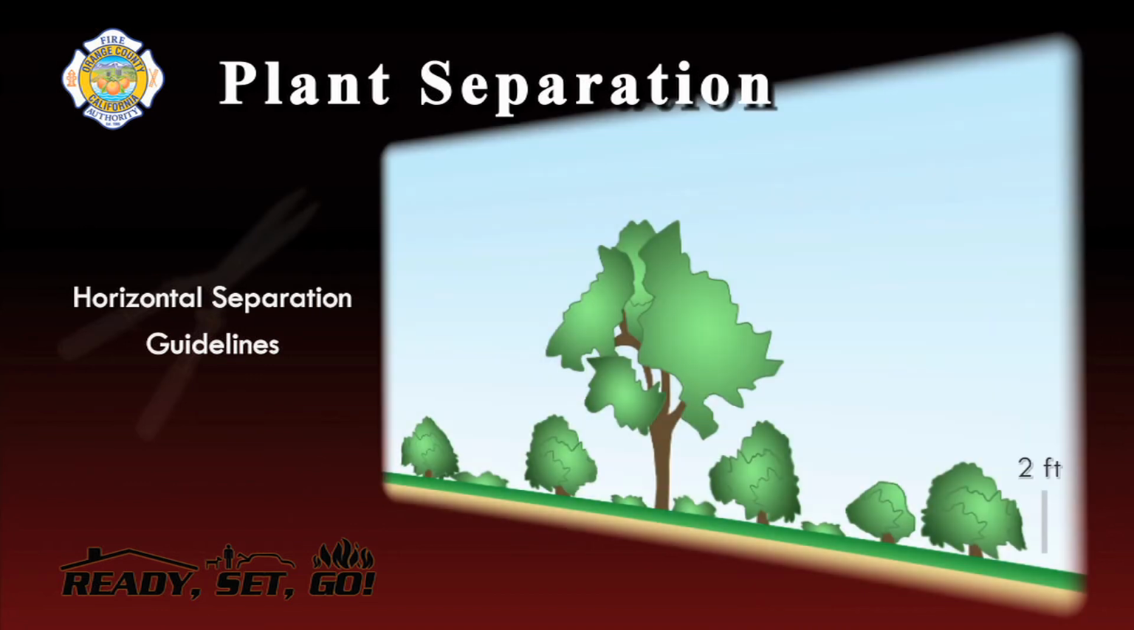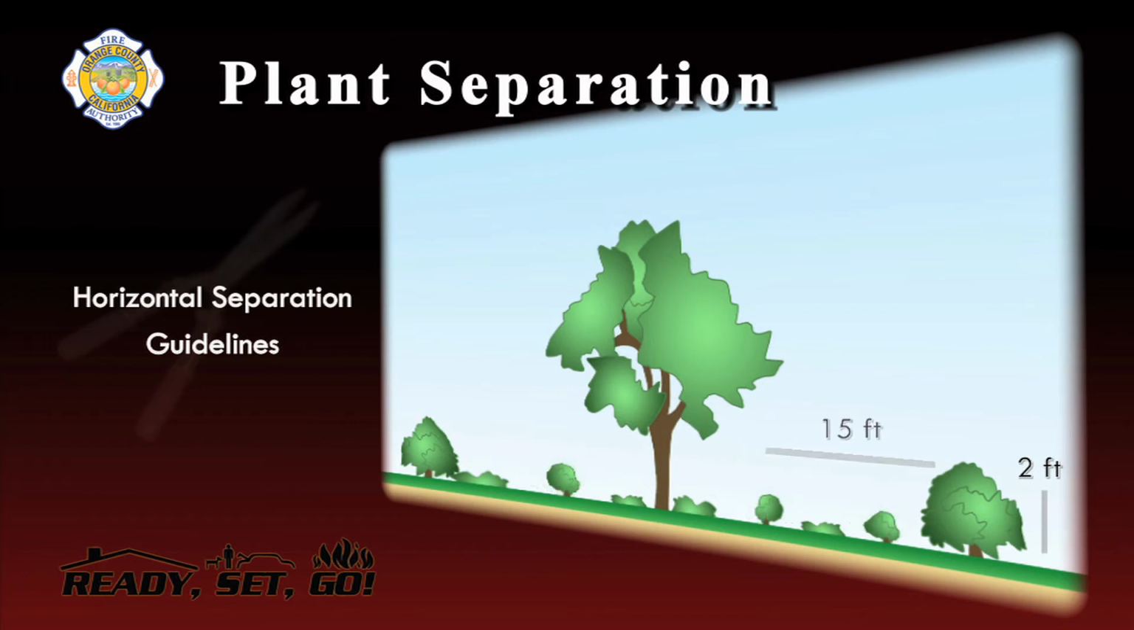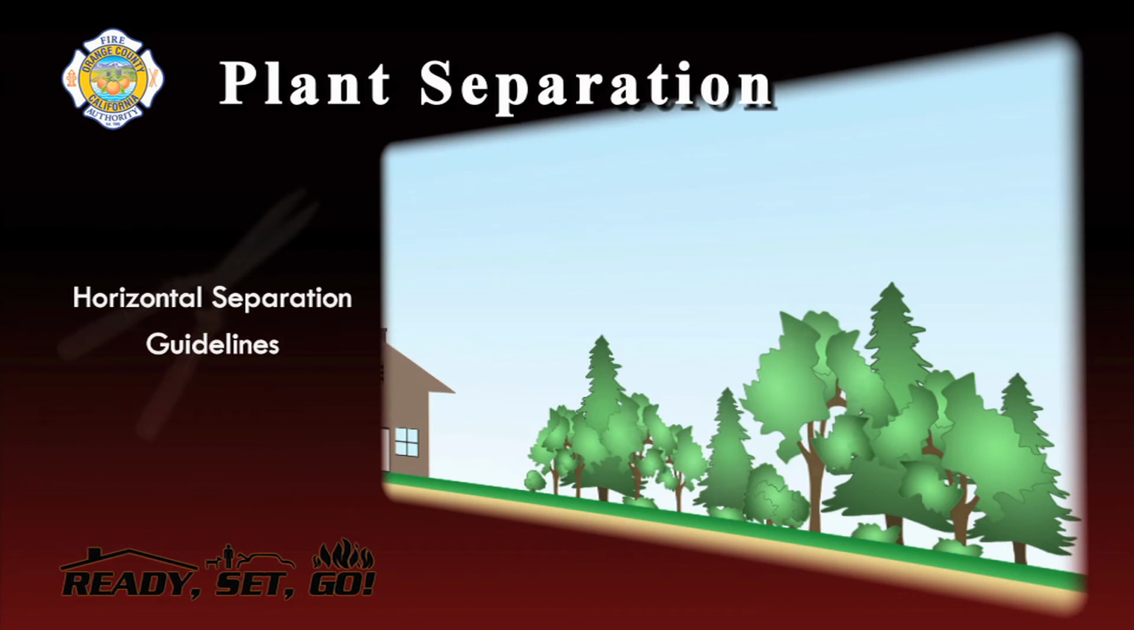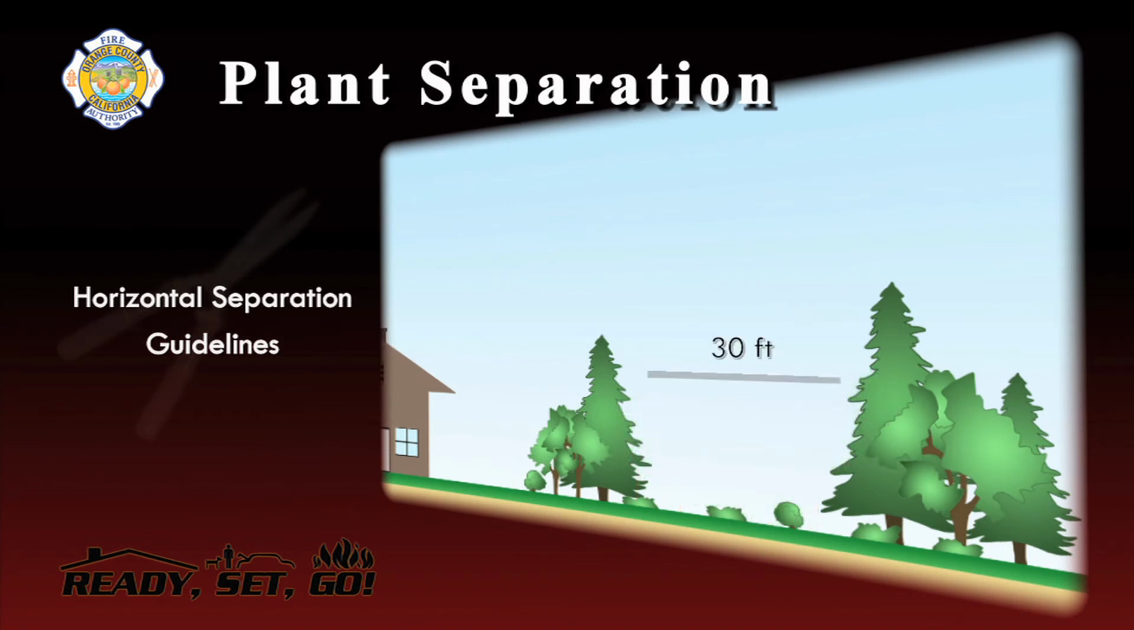Shrubs greater than 2 feet in height shall be no closer than 15 feet from the edge of the tree canopy, measured horizontally. All trees shall be in a maximum grouping of 3 and shall be separated by a distance of 30 feet.